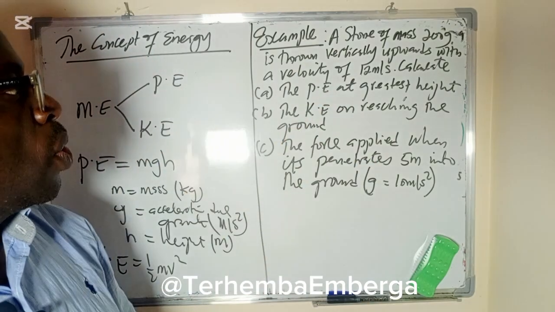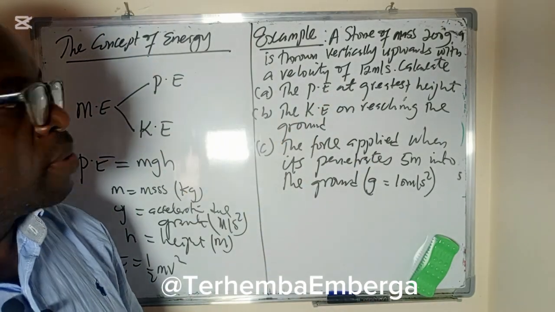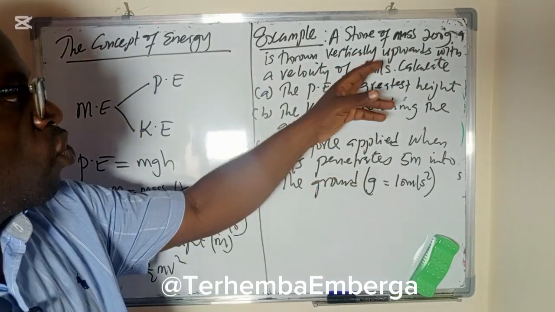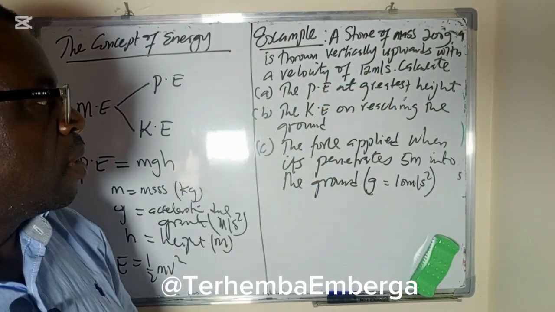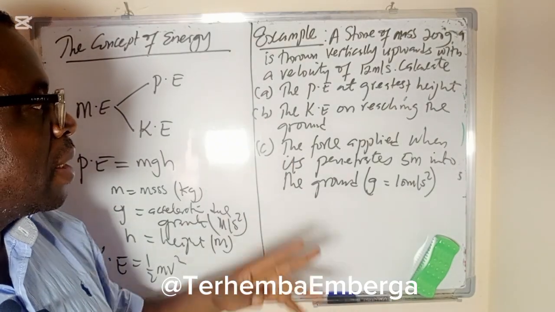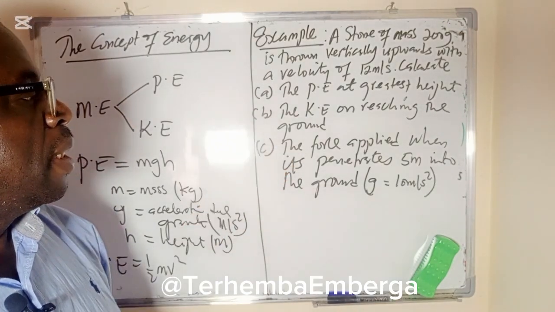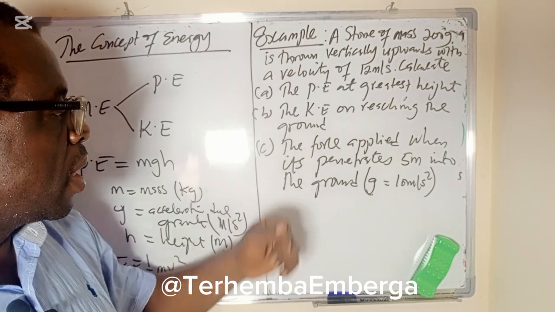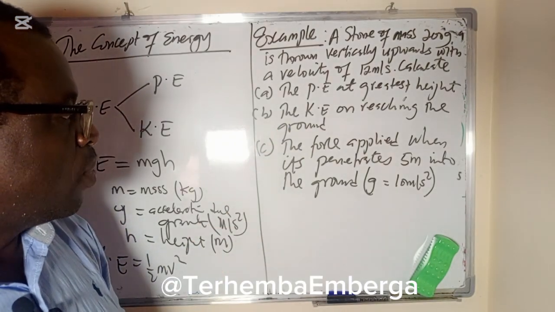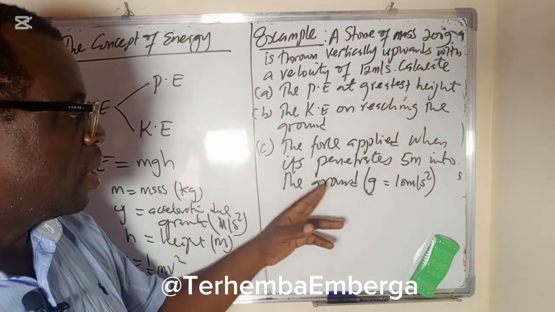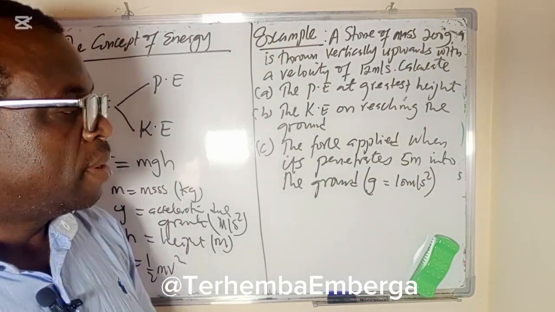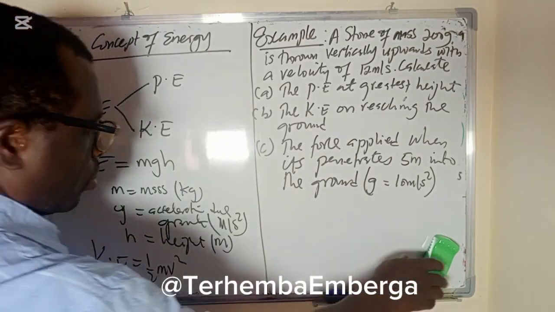A stone of mass 200 grams is thrown vertically upward with a velocity of 12 meters per second. Calculate A, the potential energy at the greatest height. B, the kinetic energy on reaching the ground. C, the force applied when it penetrates 5 meters into the ground. And we're given g as 10 meters per second square.